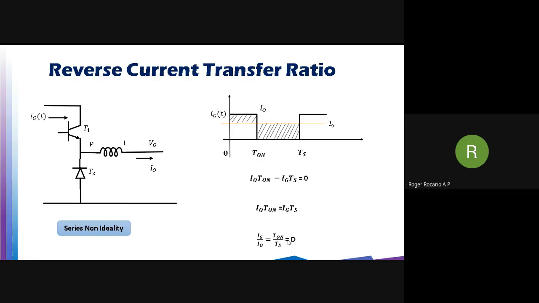So Ig by I naught was equal to T on by Ts, which is equal to D for an ideal converter. It remains the same with the switch non-ideality. So hope you understood the forward voltage conversion ratio with the switch non-ideality and the reverse current transfer ratio with the switch non-ideality. What is the next step?